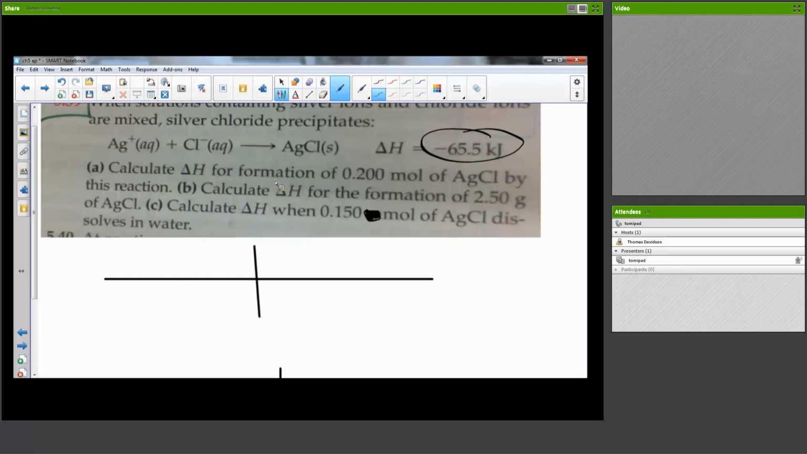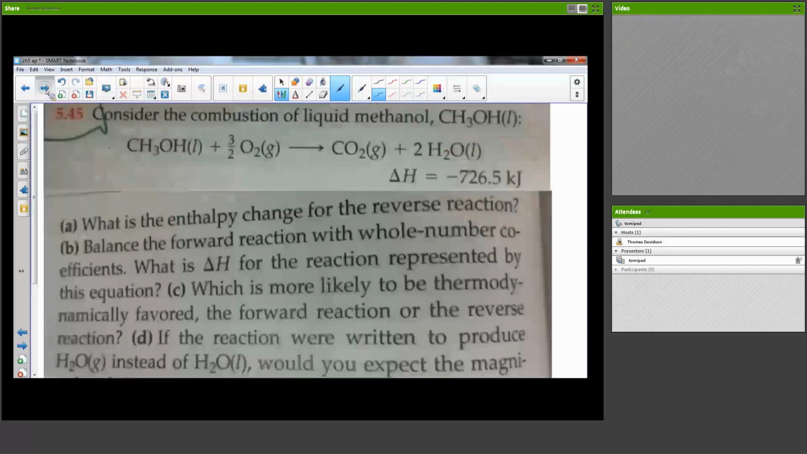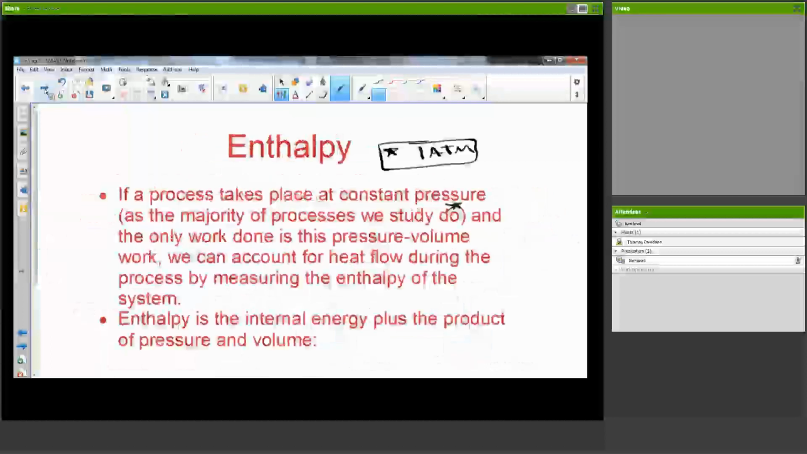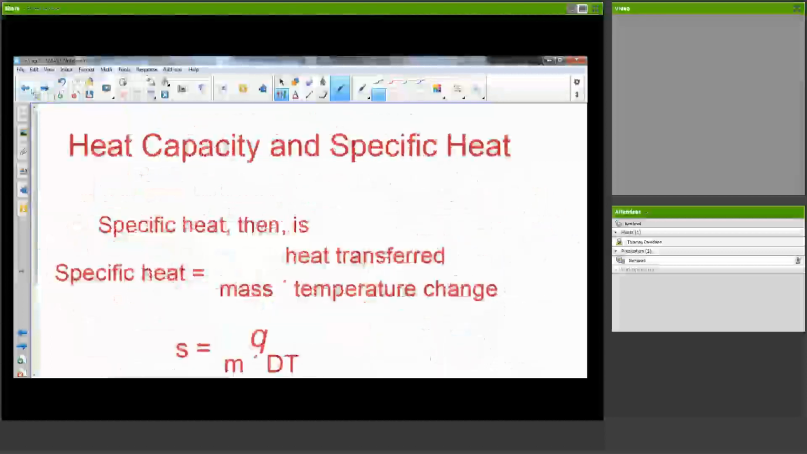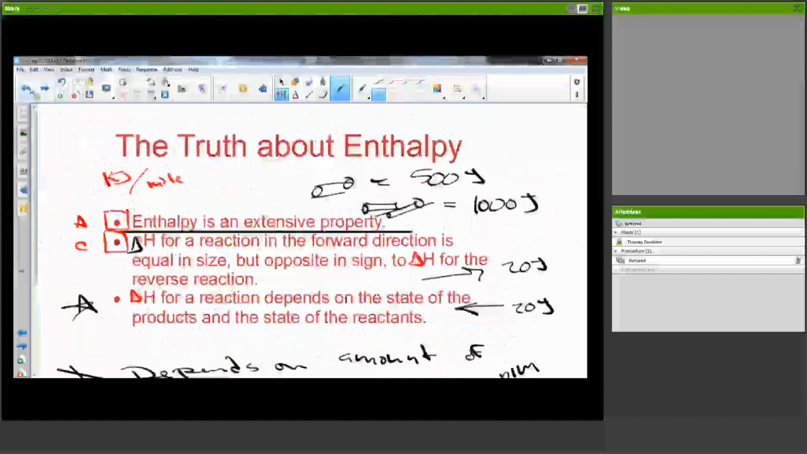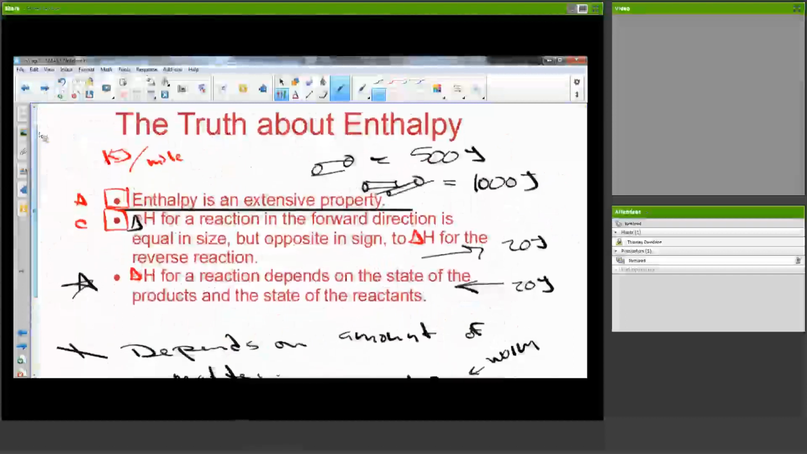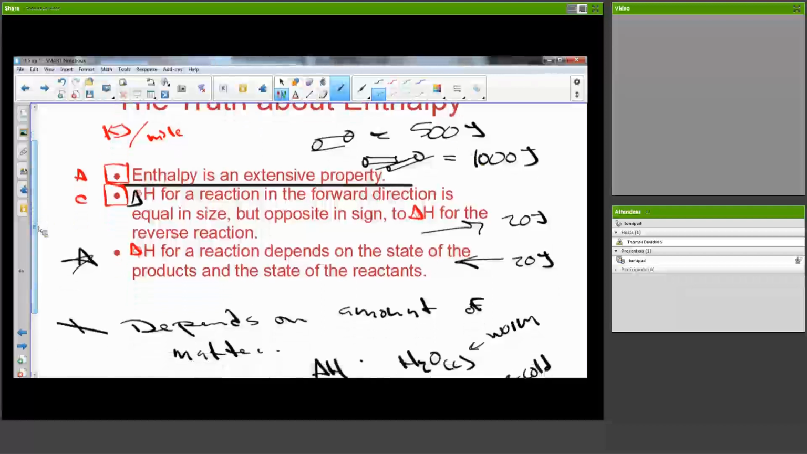So here's the deal. Did we ever get to a slide that I said it was the truth about enthalpy? Oh, that big sheet. It's forever away from now, but we can get there. I think you passed it. I did. Right there. I drew this, right? 2 logs was twice as much as 1 log. All right. Then, this is the one we need for part C. It says that delta H for reaction in the forward direction is equal in size but opposite in sign for delta H in the reverse reaction. Are we okay with that?